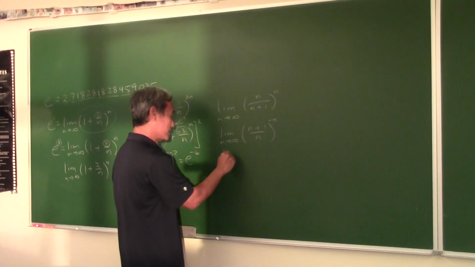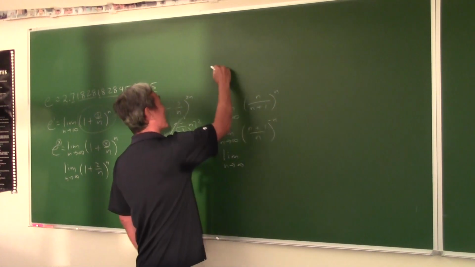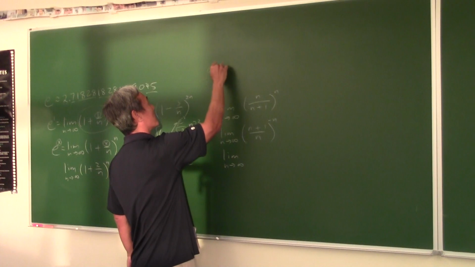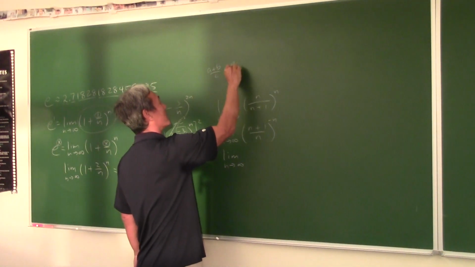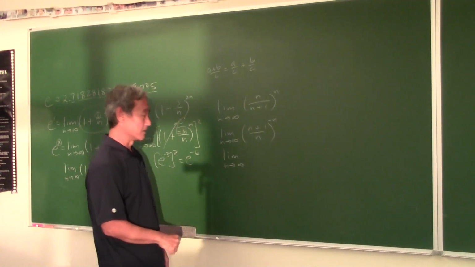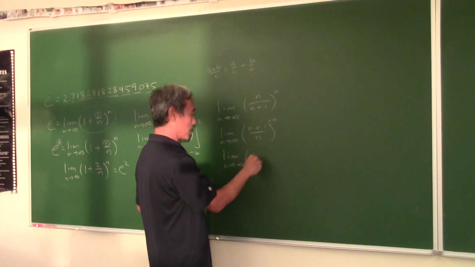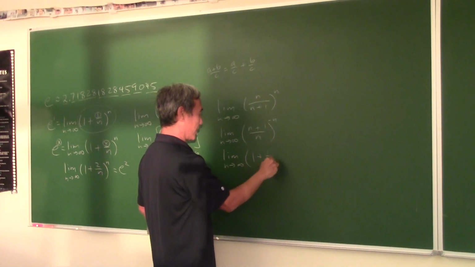And now we use a technique known as lift and separate. Remember in Algebra 1, you learned that (a plus b) over c is equal to a over c plus b over c, right? So let's do the same thing to this. Lift and separate. n over n is 1, and 1 over n is 1 over n.